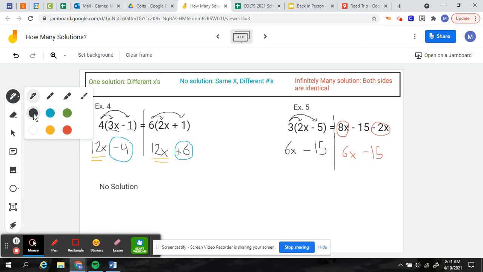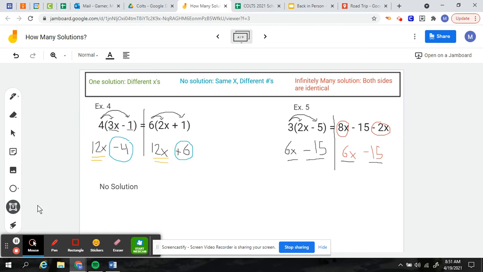All right, now my right-hand side is also simplified. So looking at my two sides, I see a 6x and a 6x. I see a -15, -15. Both sides are the exact same. They're both identical. So that means my answer is that there are infinitely many solutions. All right, so the main thing to know is that with all these problems, you must simplify before you use that key. So you're going to be distributing and combining like terms.